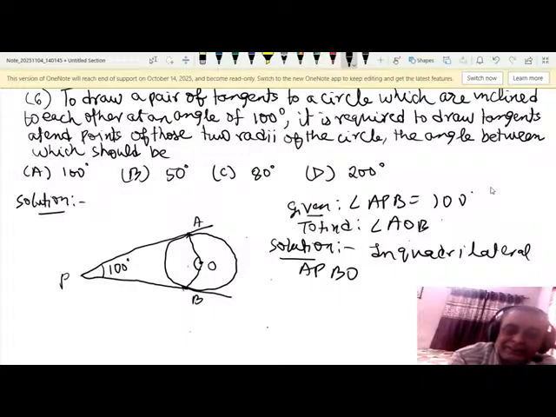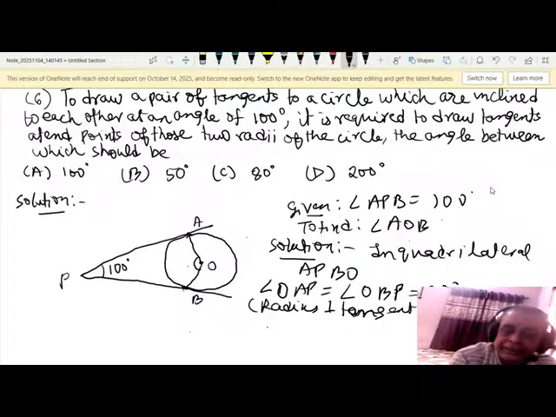Here in this quadrilateral angle OAP is equal to angle OBP. Both are 90 degree each. Reason is radius perpendicular to tangent. Okay, these two angles are 90 degree each. Now this angle is 90 degree, this angle is 90 degree.